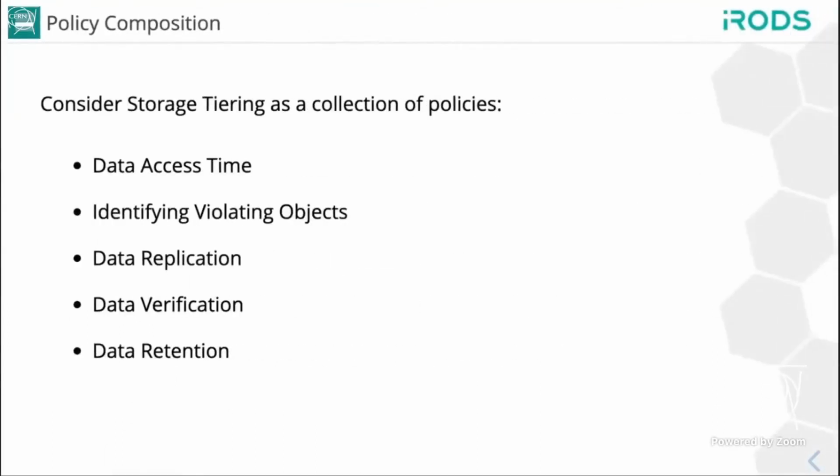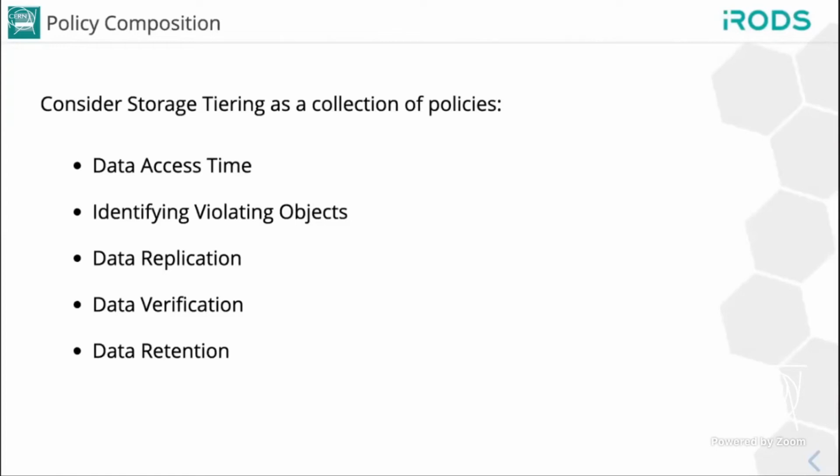So as an example, we're going to talk about storage tiering first. The things that you have to do in order to provide a service such as storage tiering, or a capability, is obviously tracking when things were touched, figuring out whether something is in violation and it's time to move.